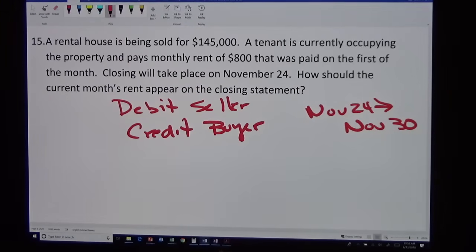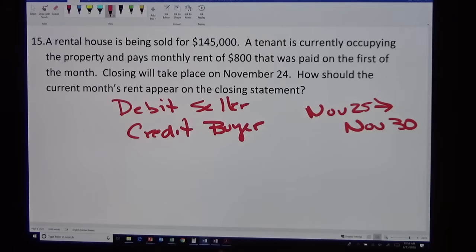It's always going to be the end portion of the month and debit, seller, credit, buyer. So what we need to know is how much rent would be paid. And I apologize, I wrote the wrong thing. It's not going to be November 24th, it's going to be November 25th. I'm sorry, November 25th through November 30th, because the seller owns the November 24th date. So November 25th through November 30th.